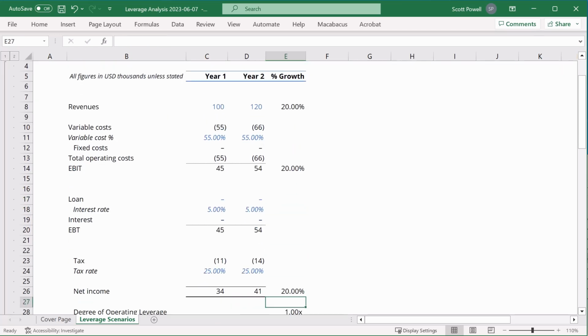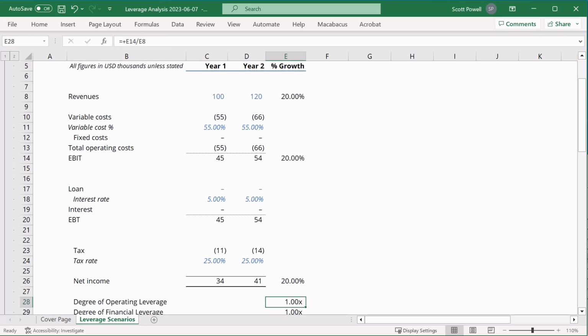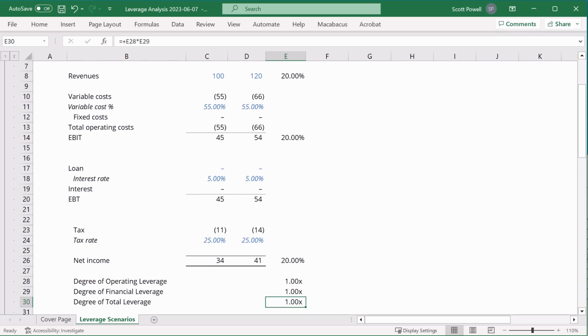As we get to the very bottom, since we're not touching anything else, like financing, you'll see that our net income then grows by 20%. So our degree of operating leverage, we say, is 1 times. And our degree of financial leverage is 1 times because we have no financial leverage. So our degree of total leverage is 1 times. Now let's add fixed costs and see what happens.